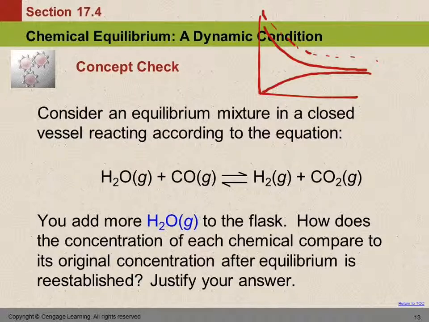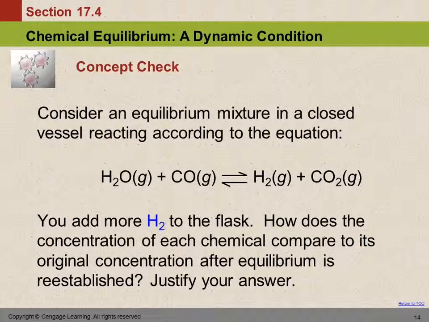Let's do another one. What if we added more hydrogen to the flask? Which reaction would that speed up? The reverse reaction. So that would cause the reverse reaction to go faster, and it would cause the water and the carbon monoxide concentrations to go up. Does that make sense? Yes? No?